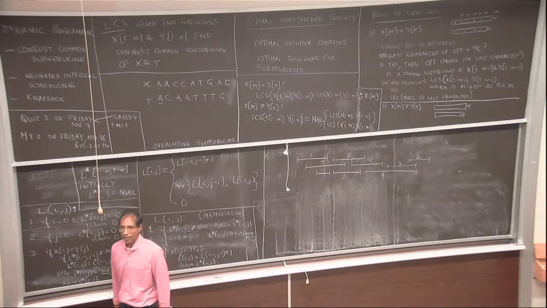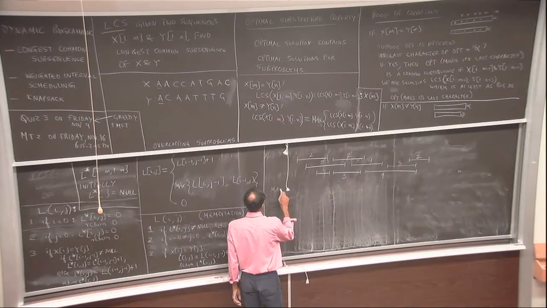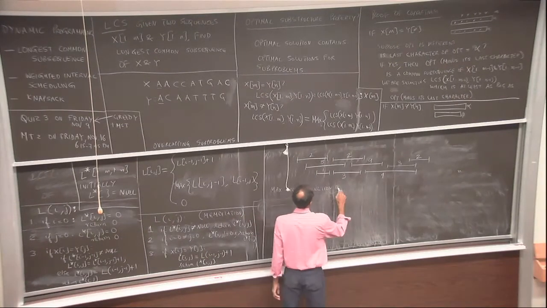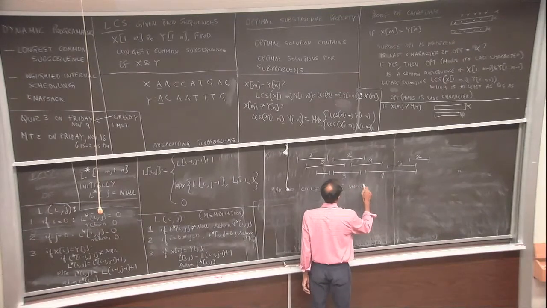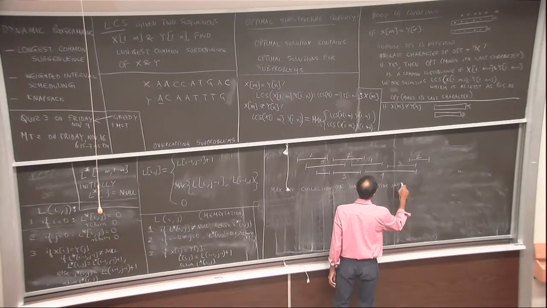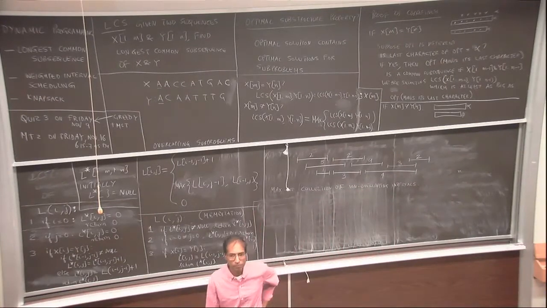So you have a bunch of weights, and your goal is to find the maximum weight collection of non-overlapping intervals. Is the problem clear? Again, you have to find a set of non-overlapping intervals. In the past, we wanted to find the set of non-overlapping intervals that has the largest size. Here, we have to find the set of non-overlapping intervals that has the largest weight.